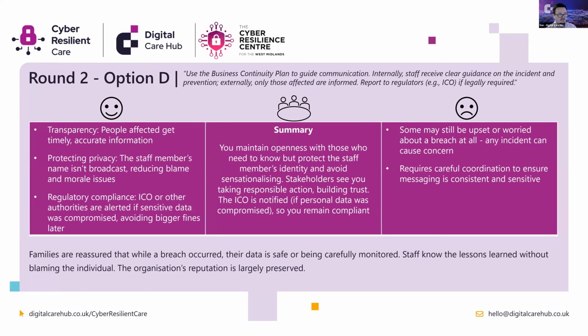We then notify the ICO, so we remain compliant. And you may even notify CQC if continuity of care was really disrupted, for example. So happy things: we were as transparent as we could be, which is great. The people affected got accurate information in a timely manner. We protected people's privacy. The staff member's name isn't broadcast, so it reduces any blame, any morale issues. And in terms of regulatory compliance, ICO, CQC, etc., are alerted, so we've avoided any serious fines.